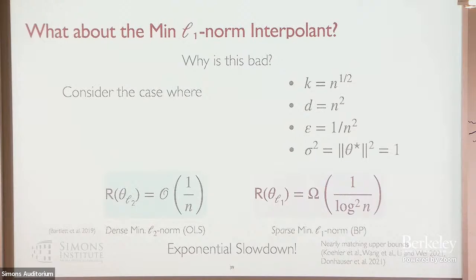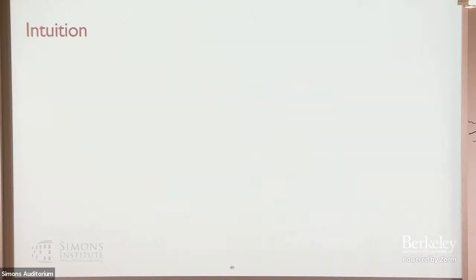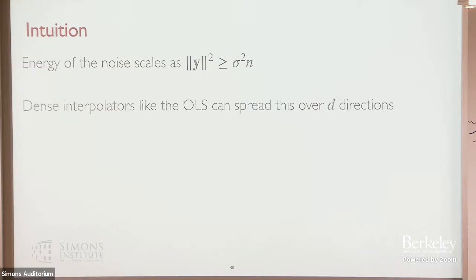Cool. So let me just spend a quick slide on the intuition. The energy of the noise scales as sigma squared n. We know the norm of y squared scales as sigma squared n because you have n independent noise terms, with noise added to each sample.